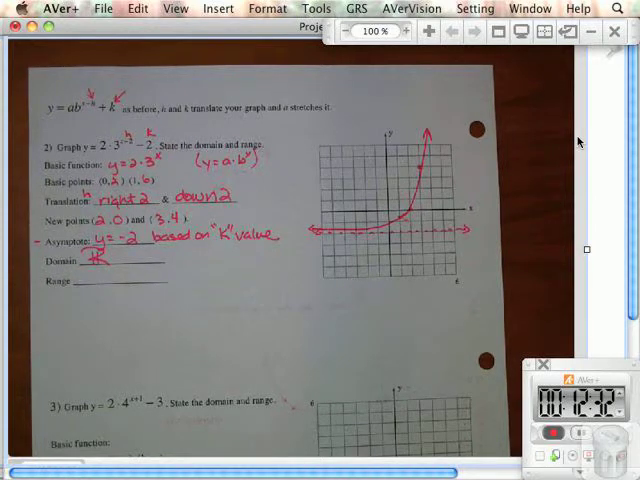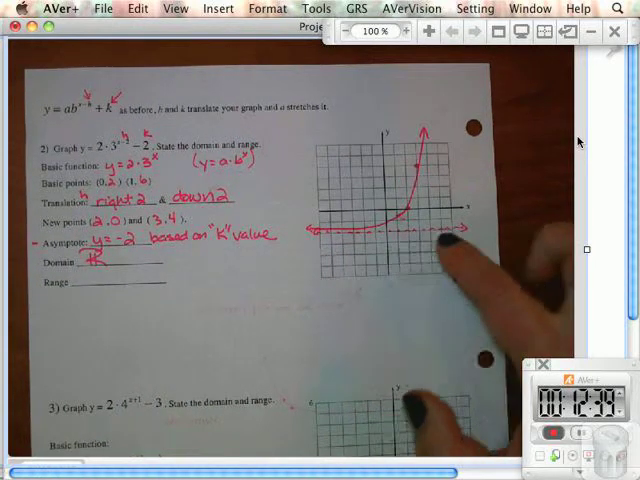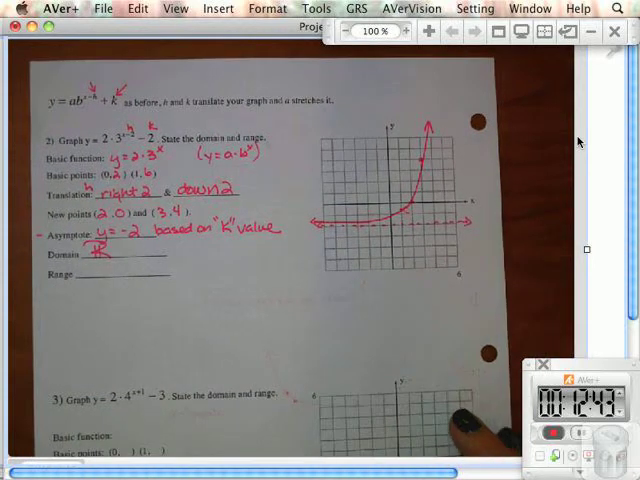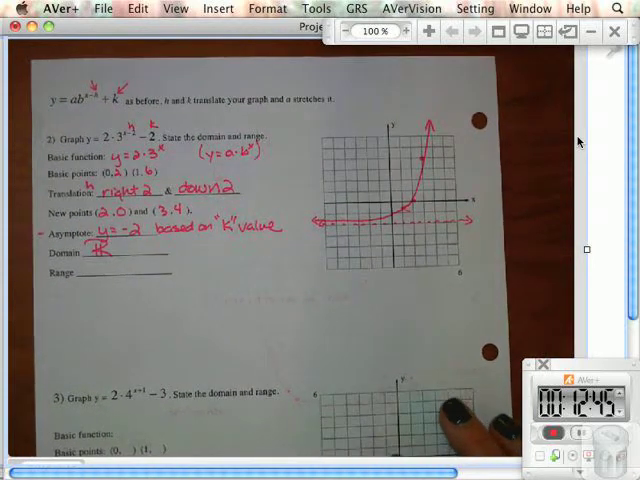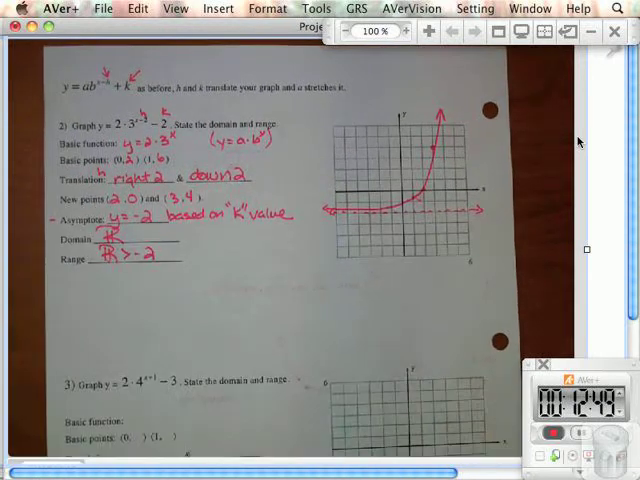Okay, my range, you can kind of see it. It's going to be greater than or equal to what? What's this value right here? Negative 2. Pardon me? Not equal to, right? Just check and see if you're awake. Greater than negative 2. All right, that's that one.